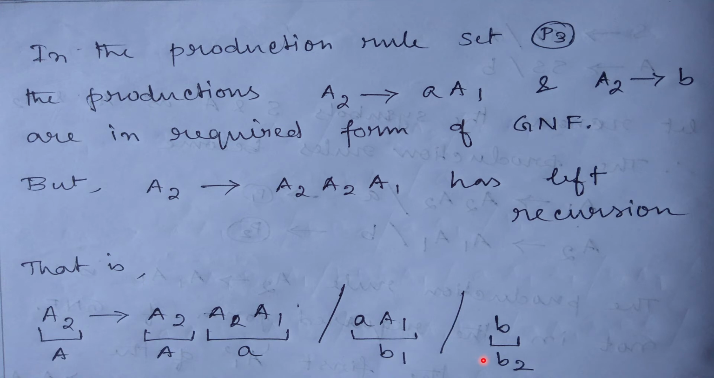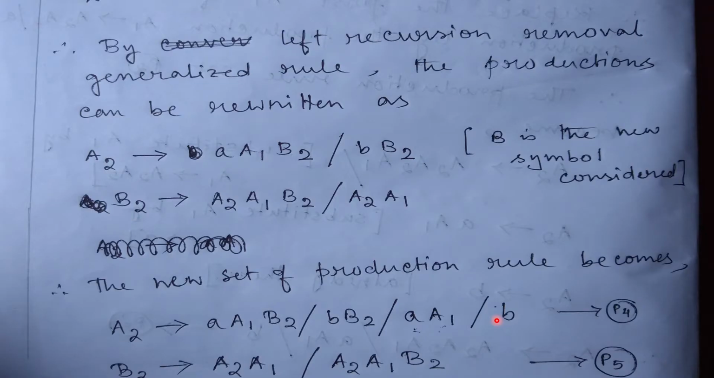This is the scenario. If you are able to recollect that generalized version of the left recursion removal rules, it looks something like this. This is the A, this is small a, and these are the two options, B1 and B2, right? So basically I can simply write, by the left recursion removal generalized rule, the production can be written as A2 to small a, A1, B2. This B2 is the new production, new non-terminal, okay, new non-terminal.